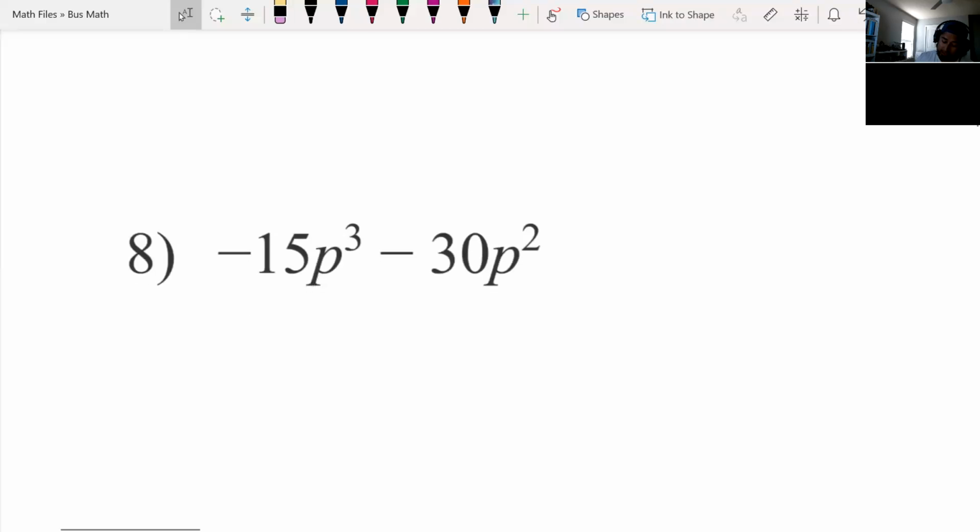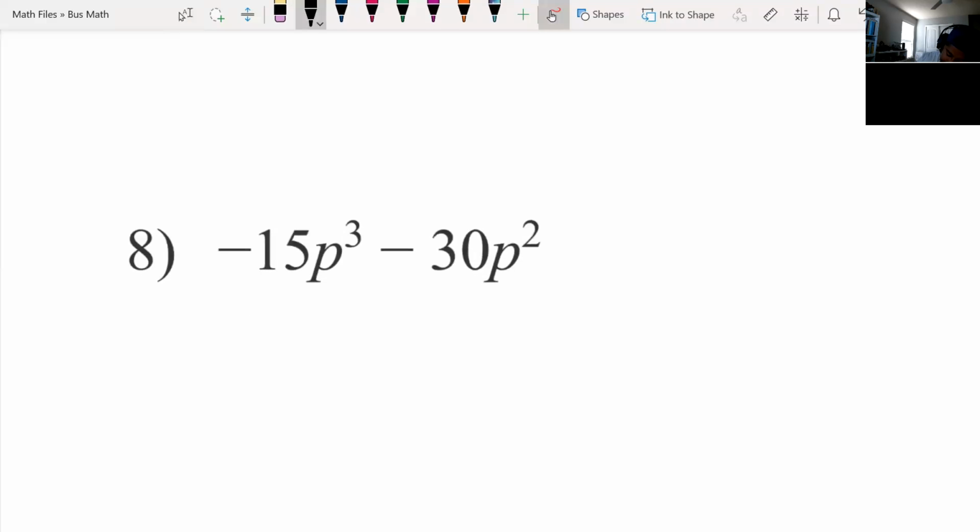All right, 8, an easy one. Hopefully it's easy. Look at the numbers first: -15 and -30. What's the common factor? 15. Let's go ahead and make it -15 though. Since they're both negative, we can take out a common factor of -15.